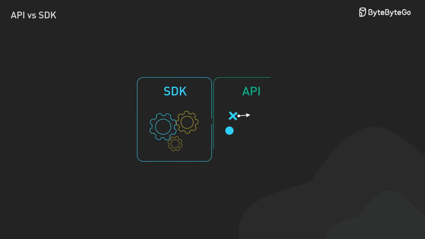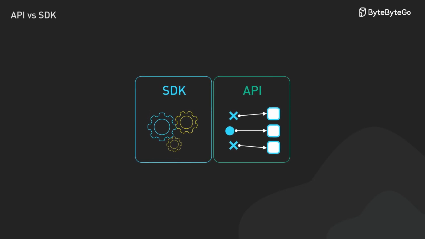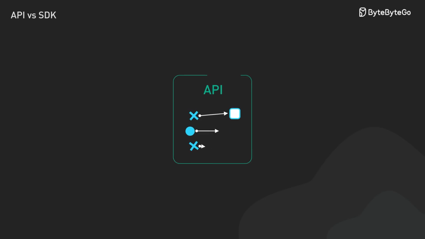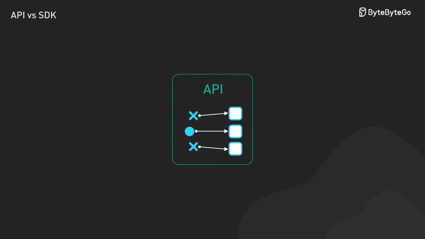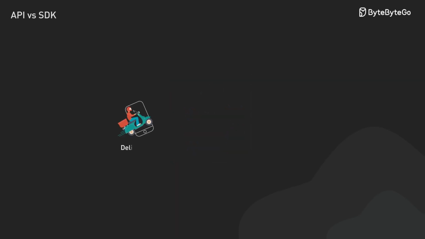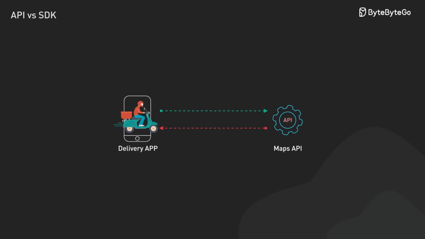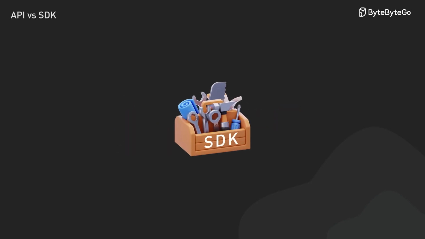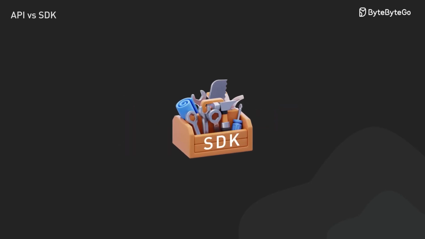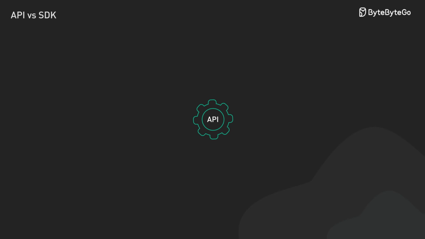So when should we choose between an API and SDK? Let's break it down. Direct API integration makes sense when we need complete control over our project. It's a good choice when we want to keep our dependencies minimal. And sometimes we might be working with a platform that doesn't have an SDK. That's when APIs become our best friend.